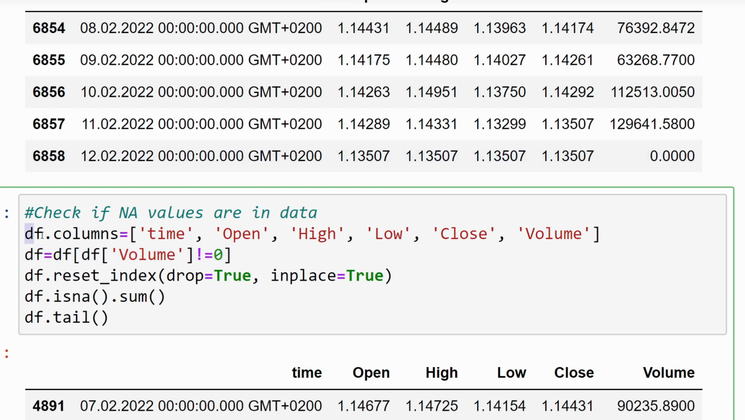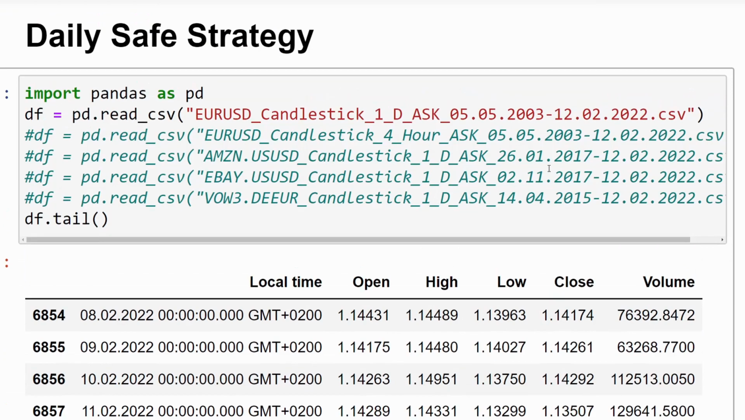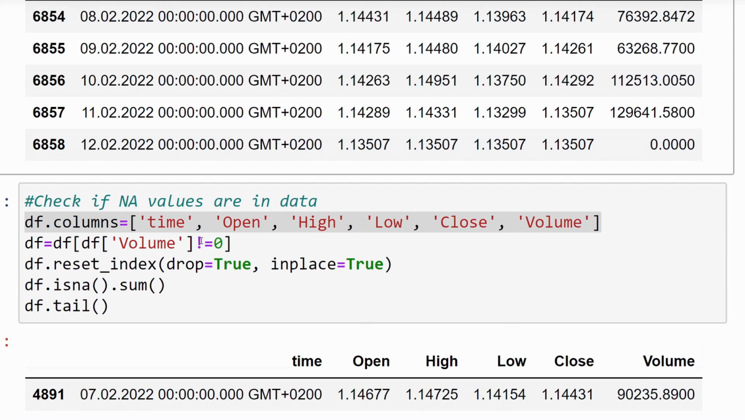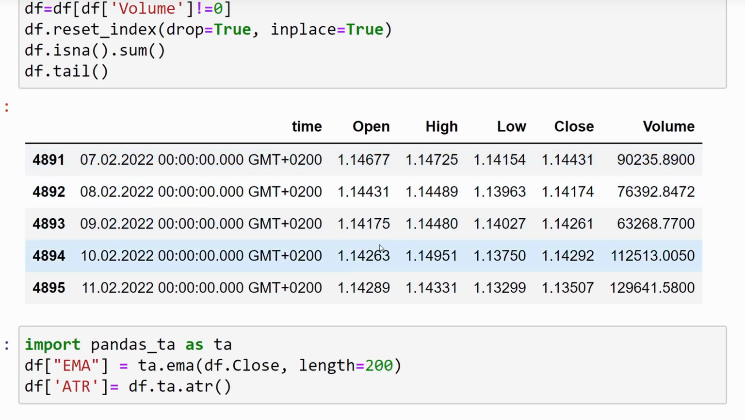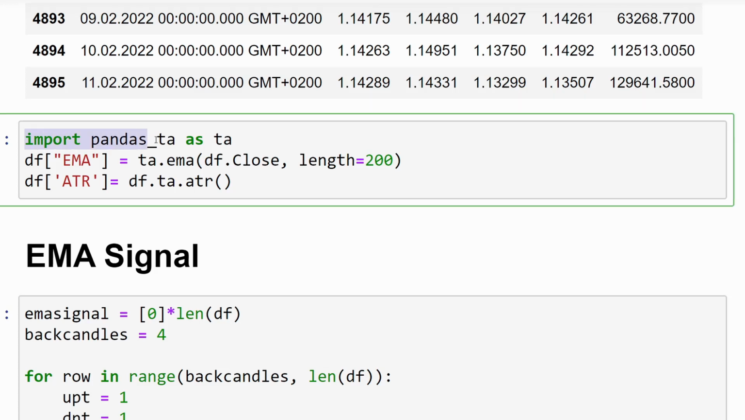I'm also changing the column titles to time, open, high, low, close, and volume. Depending on the CSV file you are loading, these can sometimes be different, and it's better to have them this way, so our program later on is going to understand the titles that we are using for these columns. And then we can use the pandas_ta module, TA.